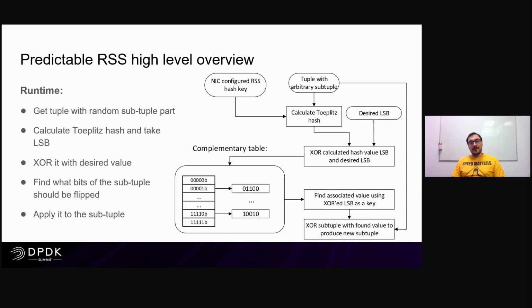Then, at runtime, for any given expected tuple with arbitrary value in its subtuple field, the following needs to happen. First, we calculate the hash value for this tuple and extract required least significant bits. Then, we XOR this extracted value with the value we would like to have. And finally, using this XOR value, we can find bits that must be flipped in the subtuple to generate hash collision. These flipped bits are found in the pre-computed complementary table. The complementary table contains hash value to subtuple mapping, and this mapping is bijective or one-to-one because of math properties of the specially crafted bit sequence in the key.